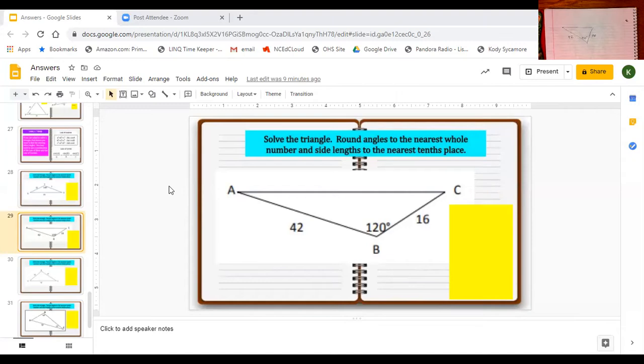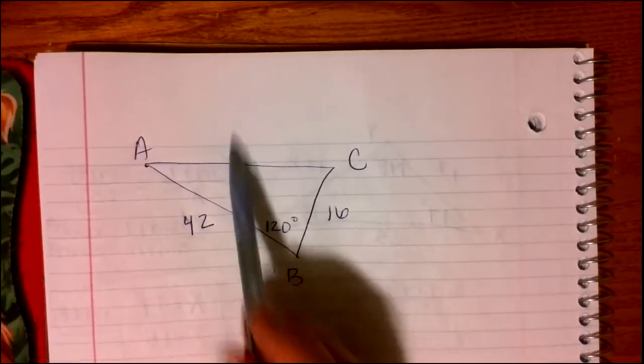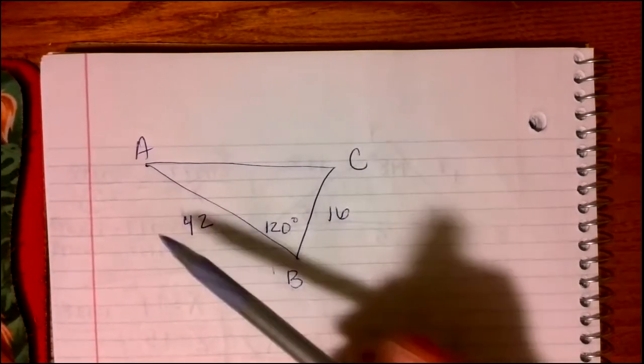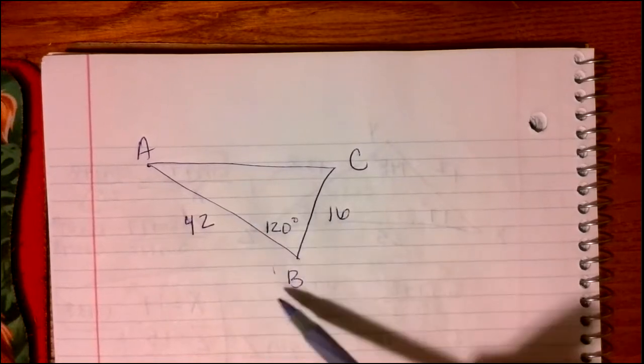Okay, this time I do not know an angle and the side across from it. So if I don't know an angle and the side opposite, I cannot fill out one complete ratio. So I can't use law of sines. So for this one, I'm going to need to use law of cosines. And the angle that I know is B.